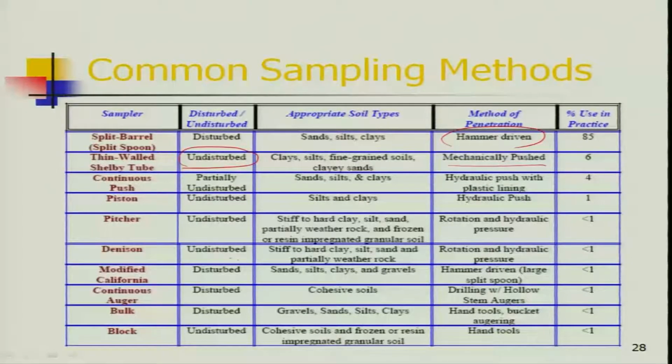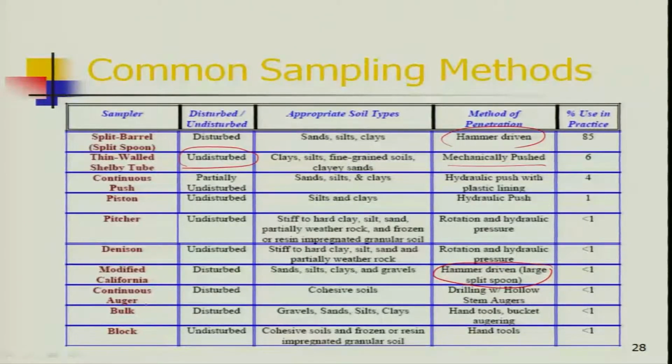Denison: undisturbed sample you are supposed to get, for stiff to hard clay, silt, sand and partially weathered rock, and also how you penetrate it: rotation and hydraulic pressure. Modified California sampler tubes have been used in the United States. This gives disturbed samples: sands, silt, clays and gravels. Look at the method of penetration here: you are hammering it, hammer and drive it.